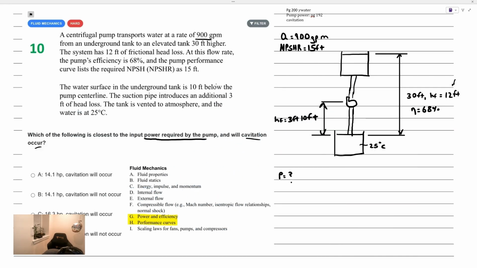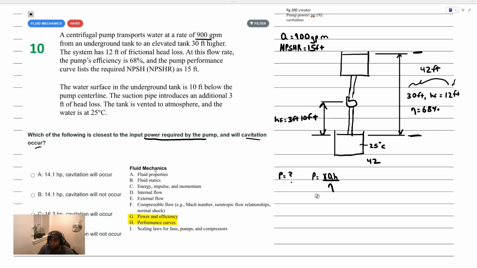So what do we have here? We know that the pump power is going to be equal to the specific weight, we have a flow rate and a head term, and we're going to divide that by the efficiency. Okay, so now that we have the pump power equation down, all we need to think about is what kind of head does that pump have to overcome?